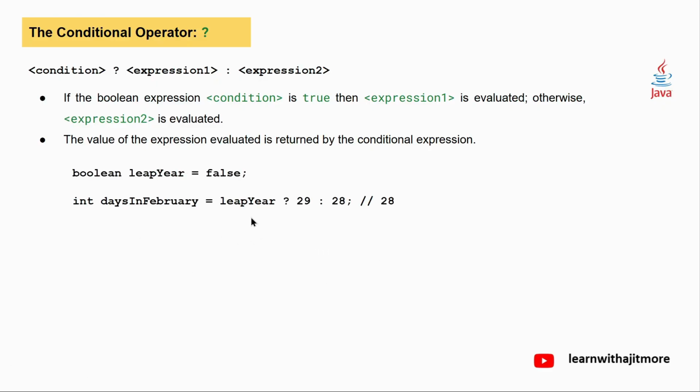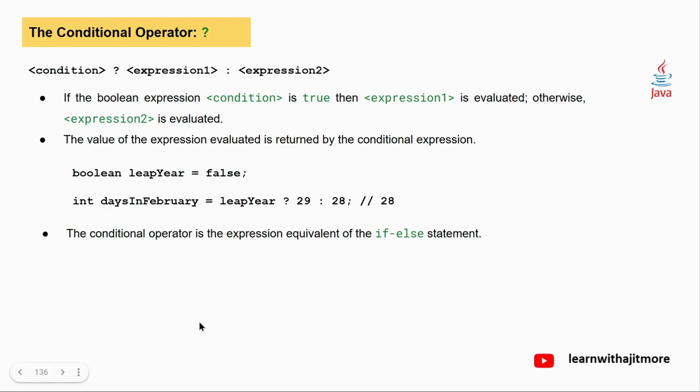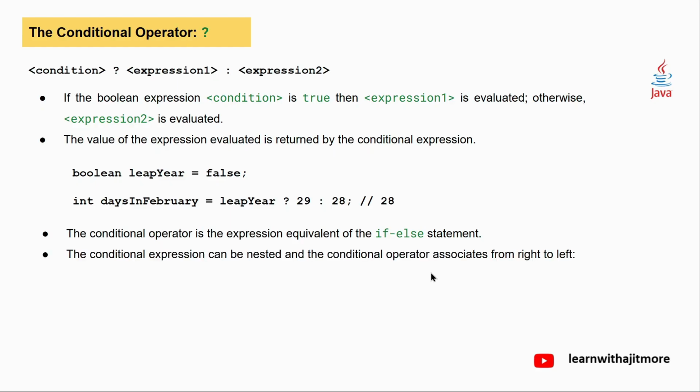Example you can take. Here, it checks whether leap year is true or false. Leap year is a Boolean variable, therefore allowed. It's a Boolean data type. Now, if it is true, then 29 will get stored here. And if it is false, then 28 will get stored here. So as leap year is false, it goes to the else part and 28 is stored. And this conditional operator is very much like if else. The conditional operator is the expression equivalent of if else.